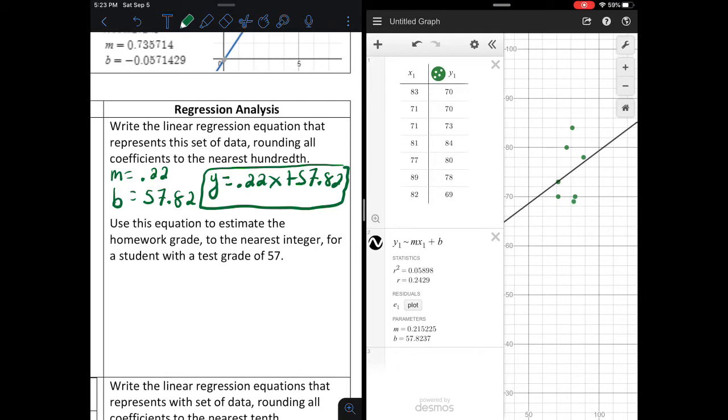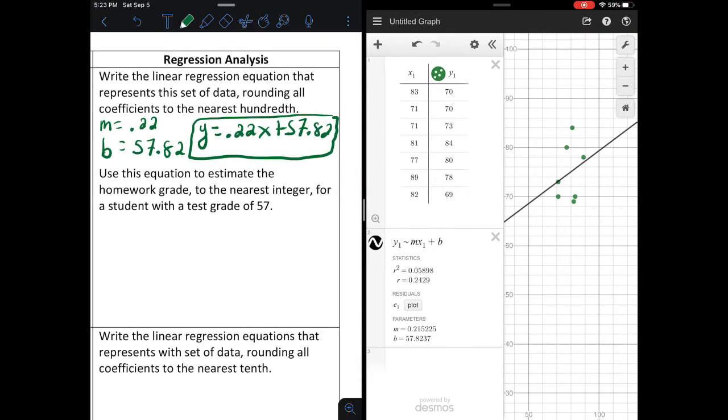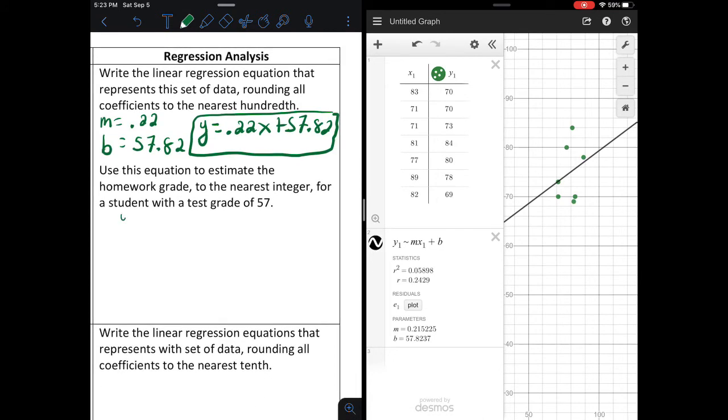It's 0.2. The correlation number, the strength of the relationship, I guess in terms from a linear standpoint, goes closer to 1 or -1 to be stronger, but that analysis is for later down the road when we get into statistics. So they want us to use this equation to estimate the homework grade. Well, homework was X when the student has a test grade of 57. So when y equals 57, I want to find X.